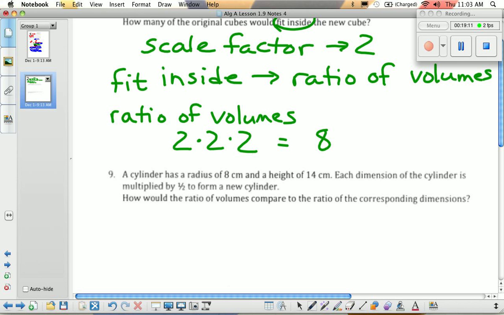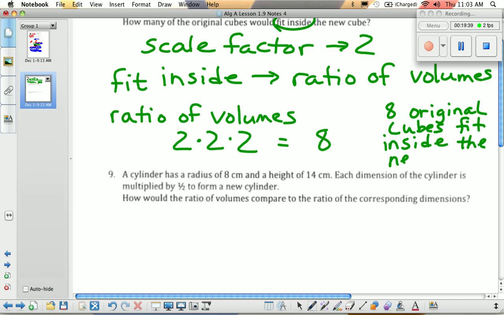So the question was, how many of the original cubes would fit inside the new cube? 8 cubes. 8 original cubes fit inside the new cube. And in reality, when we start a sentence with a number, we should actually write it in words. Eight original cubes fit inside the new cube.